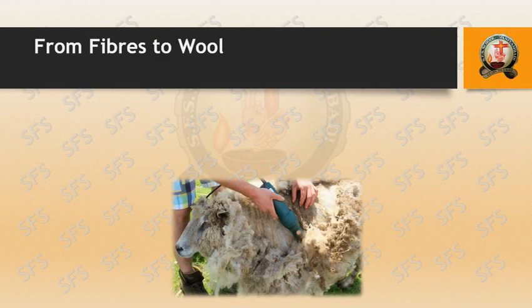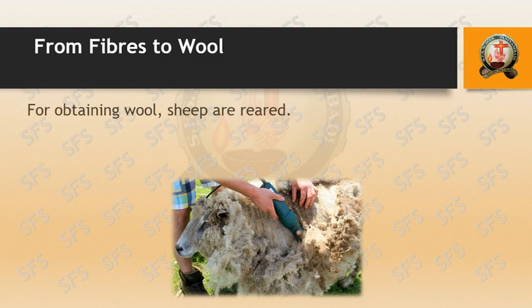Here you can see in the picture somebody using some kind of machine like a trimmer, which we use to trim our hair. A similar machine they are using to shear this wool, to remove the hair from the sheep. So let us see how this process is done.